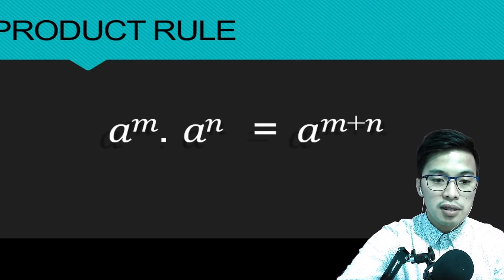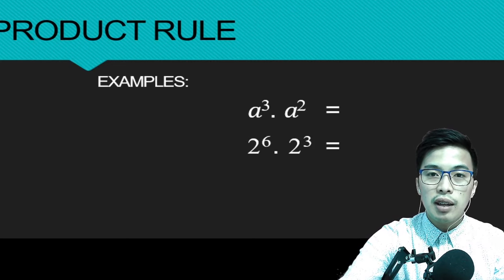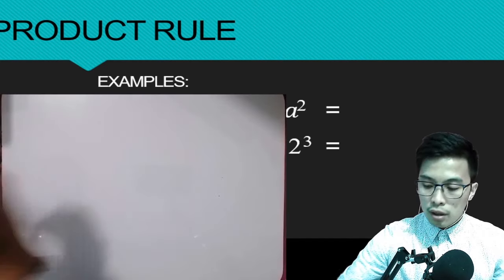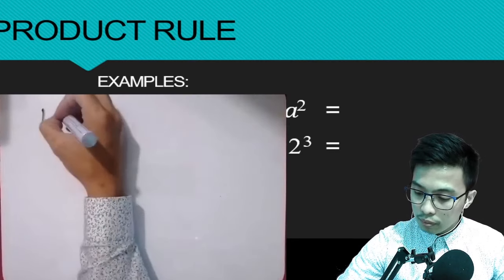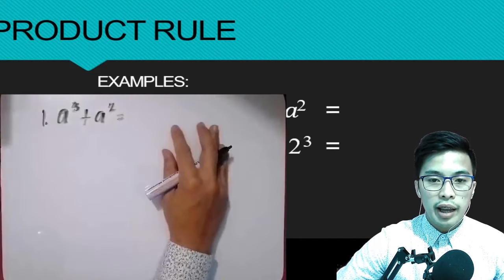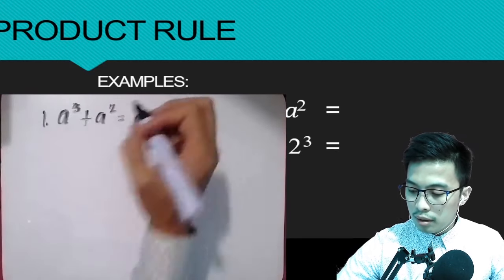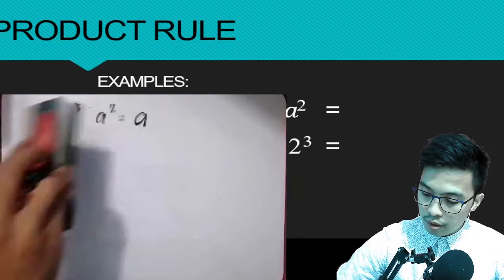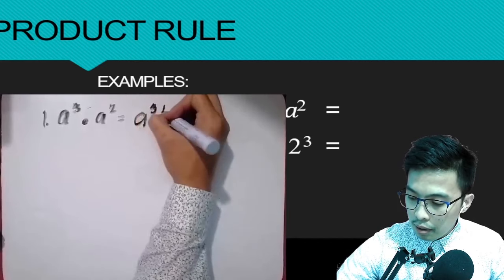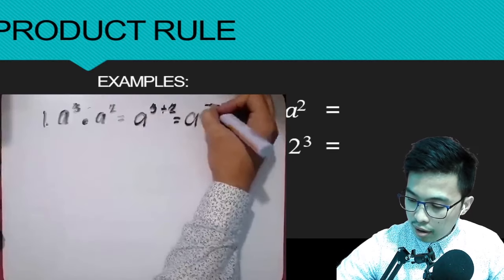In application of this, here are some examples. So, example number 1, a raised to the power of 3 times a raised to the power of 2. Okay, so I'll just copy the problem. Again, parehas sila ng bases, so all we have to do here is to copy the base and then we add the exponents. 3 plus 2. Okay? Copy again the base. 3 plus 2, that is 5.